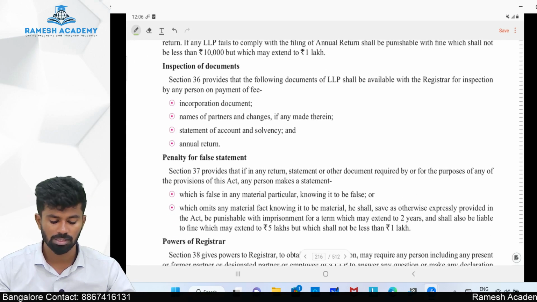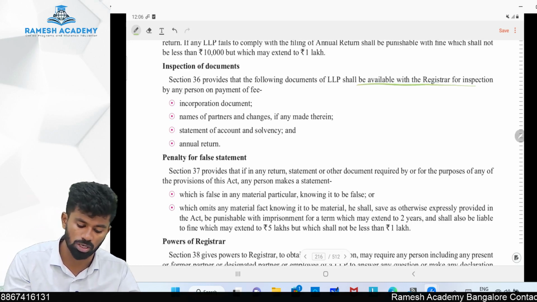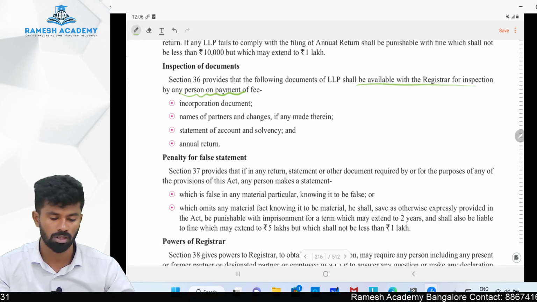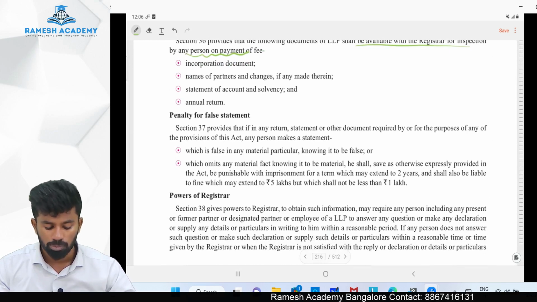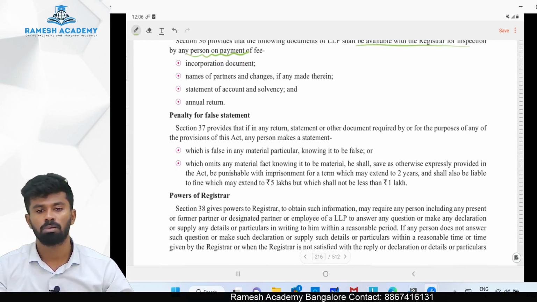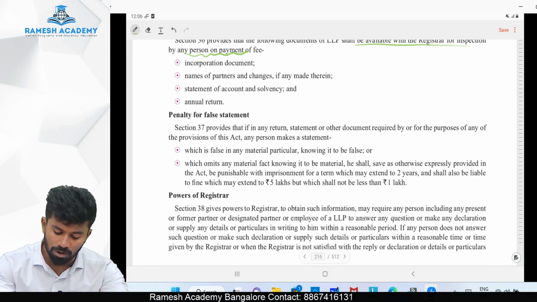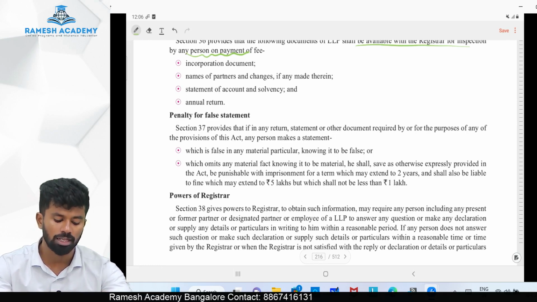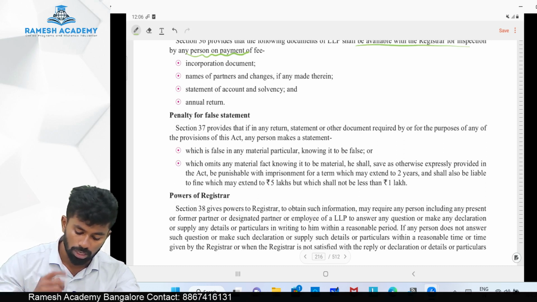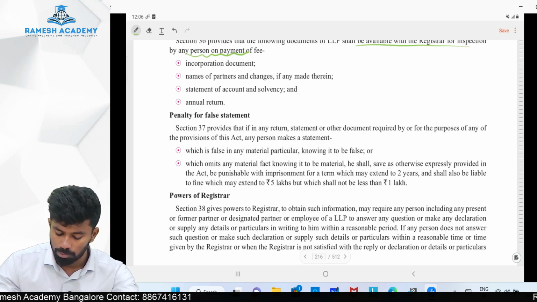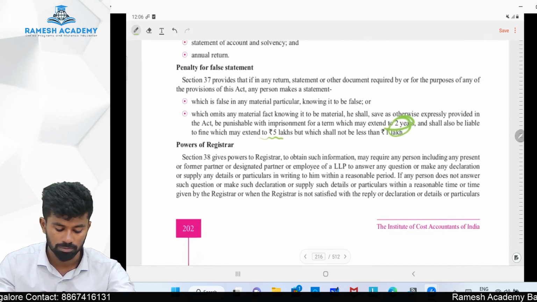Inspection of documents. The following documents of LLP shall be available with the registrar for inspection by any person on payment of fees. What are the documents? Incorporation documents, names of the partners and changes, statement of accounts and solvency, annual return. These are public documents and anybody can inspect them. Penalty for false statement. If any false or incorrect information is given, who can make an investigation? ROC. And there is a penalty of imprisonment up to how many years? 2 years, and a fine which may extend up to 5 lakh.